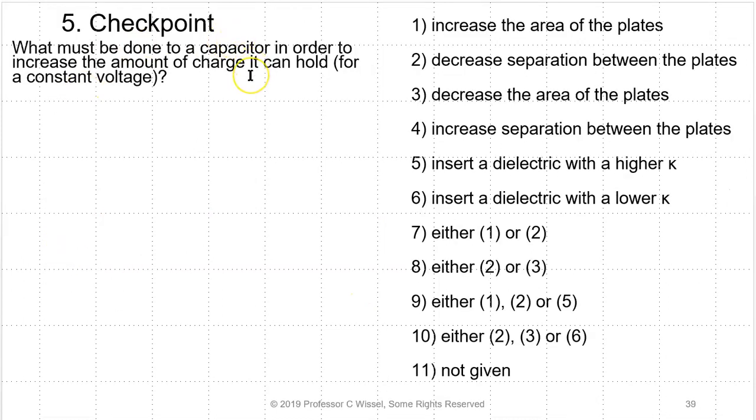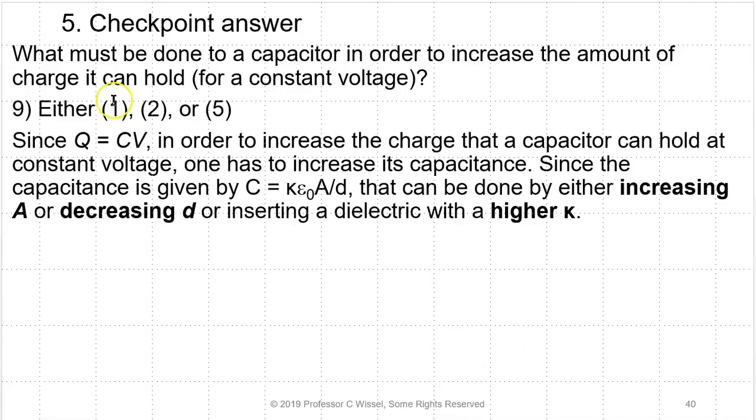What must be done to a capacitor in order to increase the amount of charge it can hold for a constant voltage? Well, it would be either 1, 2, or 5. Since Q equals CV, in order to increase the charge the capacitor can hold at a constant voltage, one has to increase its capacitance. Since the capacitance is given by C equals kappa epsilon naught A over D, that can be done by either increasing the area, decreasing the separation, or inserting a higher dielectric with a higher kappa.